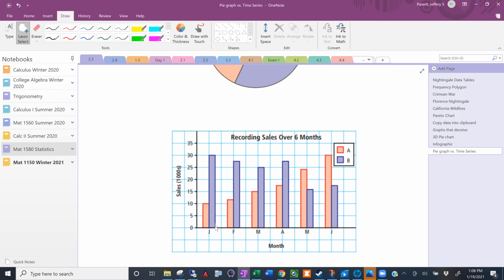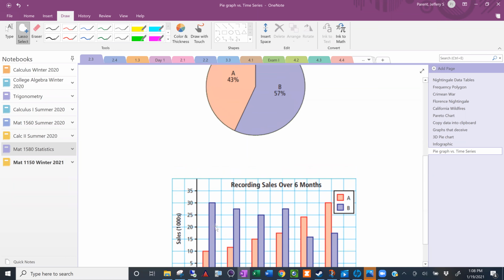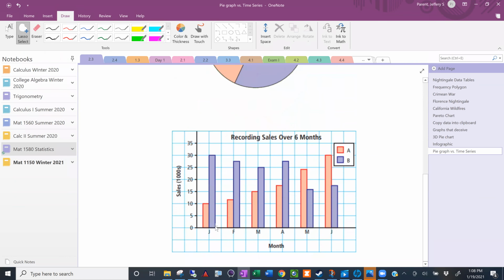What other interesting piece of information would you want to consider, or which graph would you use? The first one, the pie graph, or the second one, the histogram? Histogram, good. I agree with the histogram. What extra piece of information are you seeing that would help you decide which one to use? Trend over time. Well done.